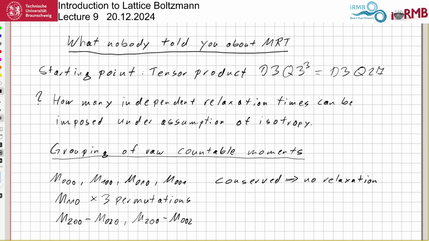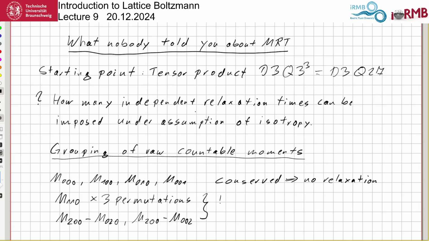So what would you do? Yeah, you would add, for example, the first one minus the second one, which would give you M002 minus M020. You know what I mean? No reaction. Yes, okay.